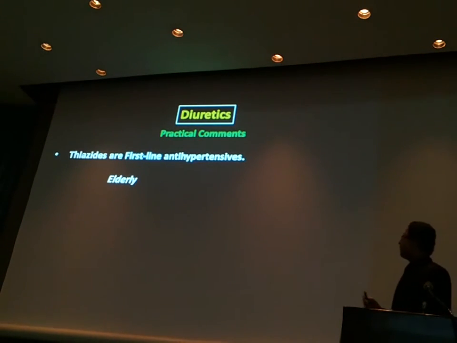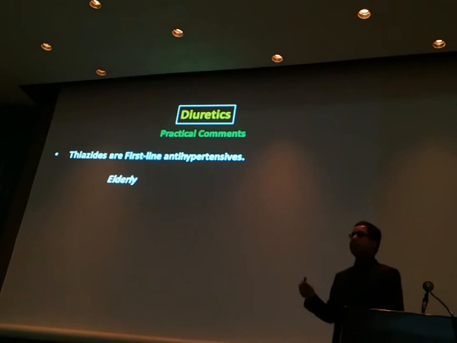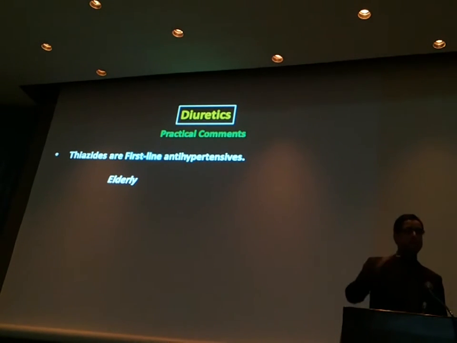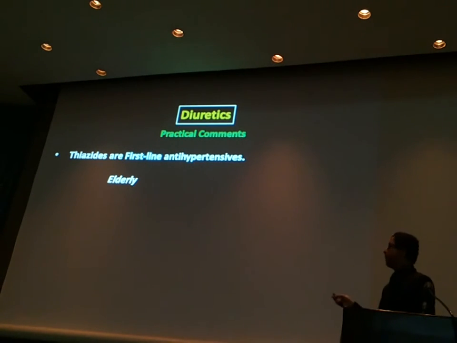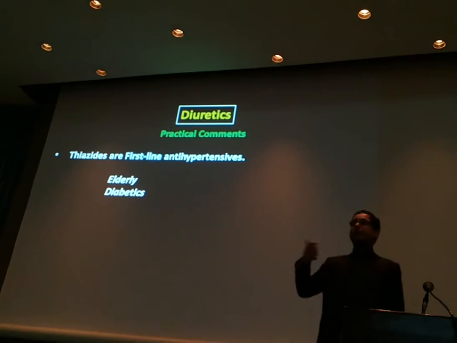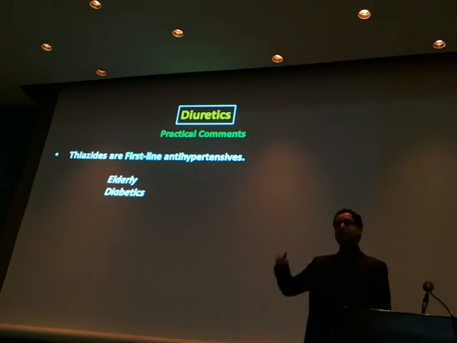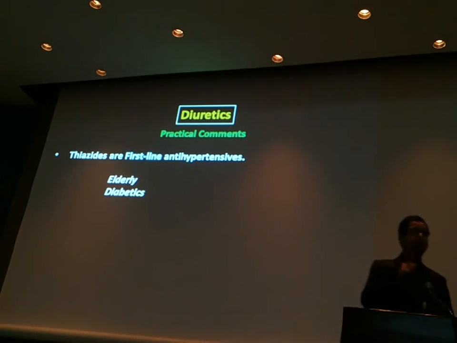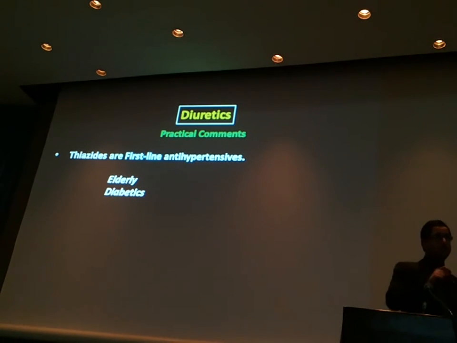Good. Now, thiazide diuretics are first-line antihypertensive. As I said, they are very cheap, and they're great. They achieve their function, particularly in the elderly group and in the diabetics group. So almost always, when you have an elderly patient or a diabetic patient, you will think of starting these patients on thiazide diuretics. Remember this: diabetics, thiazide diuretics.